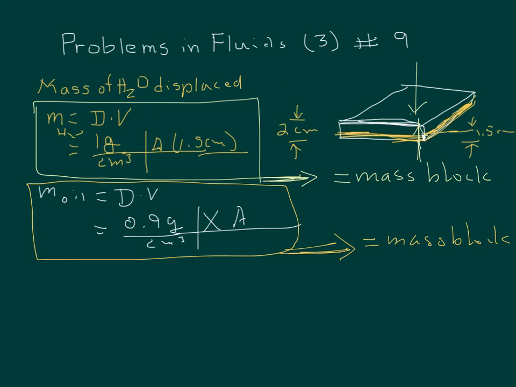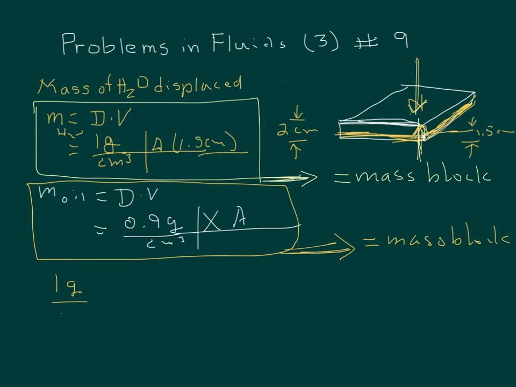The very fact that the block is floating says that the force down is equal to the force up, and it's in equilibrium. So in both cases, I must have the mass of the block. So those two things are equal to the mass of the block. They must be equal to each other. So let's make them each equal to each other.